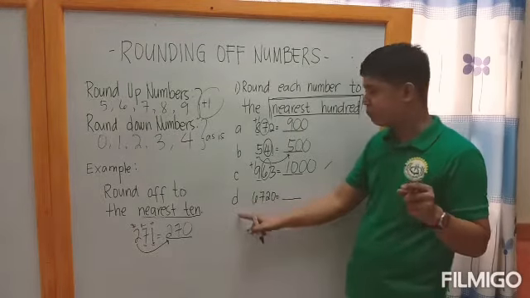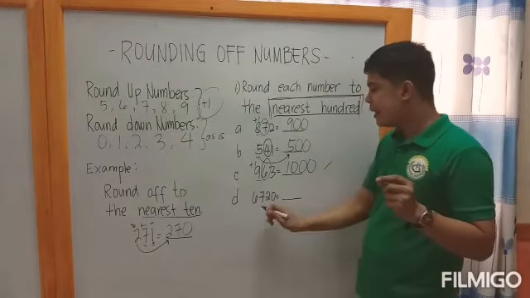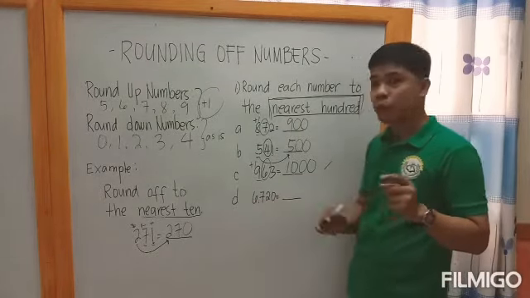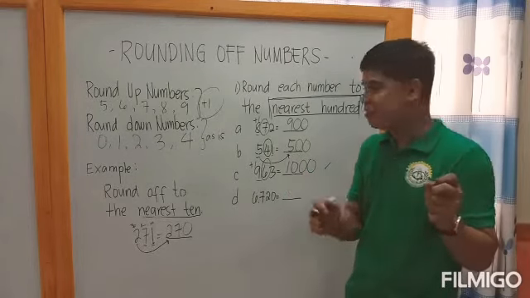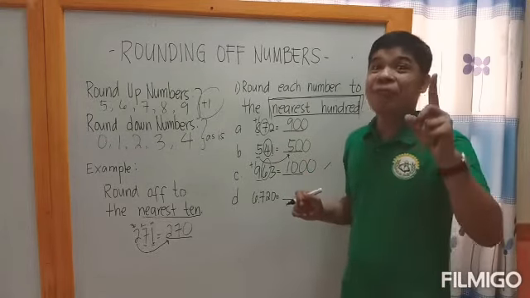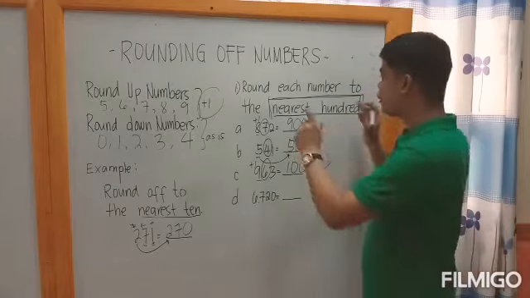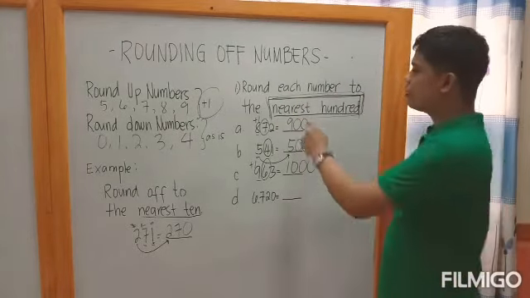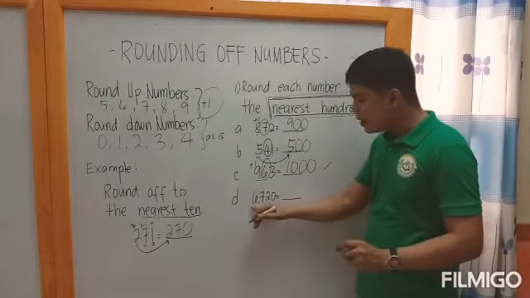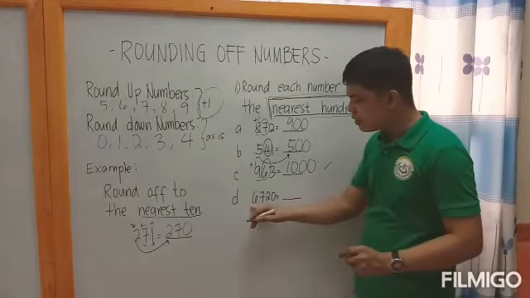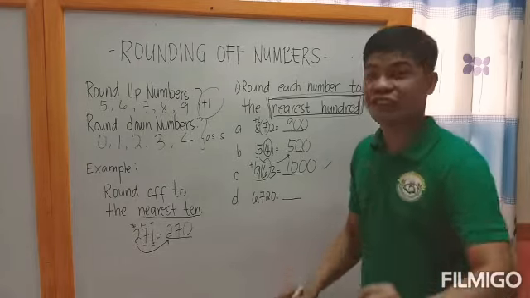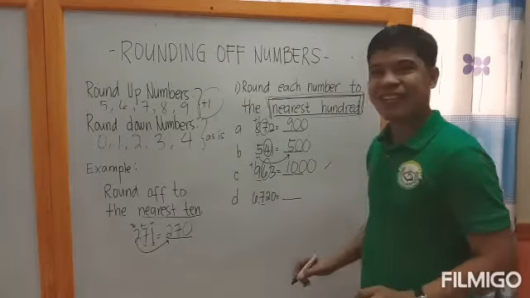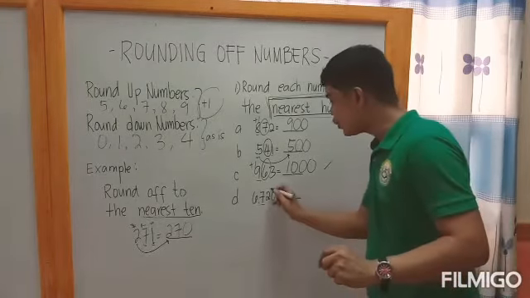We have your letter D. Problem 6,720. Oh, much bigger than the other numbers. That is easy, guys. So we have your nearest 100. So our instruction is the same. Just do the same. So nearest 100. So our number here is 6,720. Target number is 7. And then the nearest number of 7 is 2.